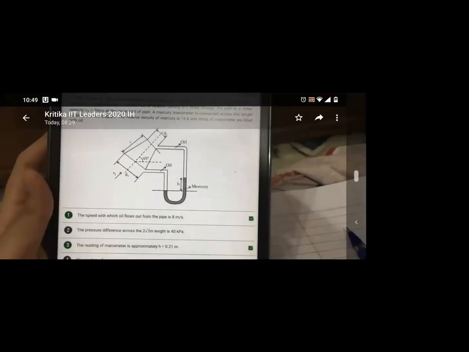Okay, so that is this question. Now, next one. So here, what is happening? The pipe is inclined like this. So we have to use Bernoulli's equation, beta.